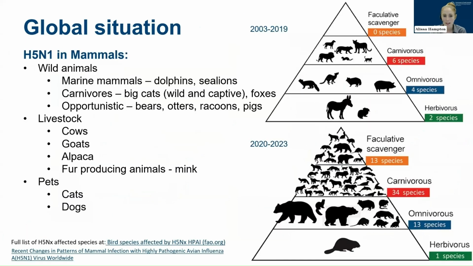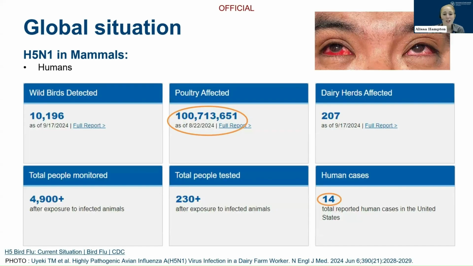Next slide. Additionally, there's been a huge increase in mammals affected since this new clade evolved, particularly marine mammals and mammals that prey on or scavenge birds. But also unusual species such as alpacas, goats, and cattle, as is occurring in the US currently in their dairy herds. So the main concern with increased mammal spread is the ability for the virus to become mammal adapted, or to sustain mammal-to-mammal transmission and therefore human-to-human transmission, which could potentially cause a new pandemic.